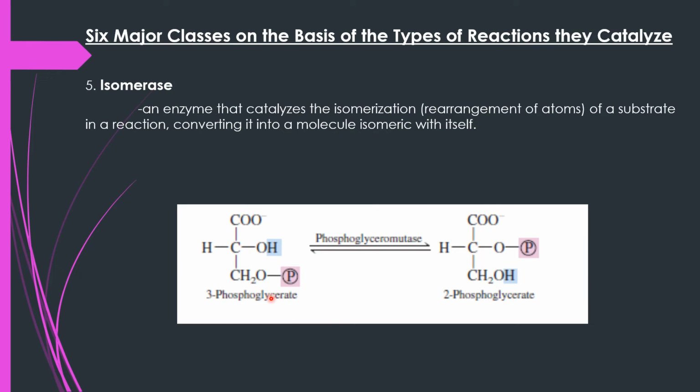From the reactant, the phosphate is located on this part, the CH2O. Now, it produced the 2-phosphoglycerate. So the phosphate group and the hydrogen atoms just exchange, let's say they're partners. The phosphate is now bonded to the O on the CO structure, then the hydrogen goes to the CH2O.